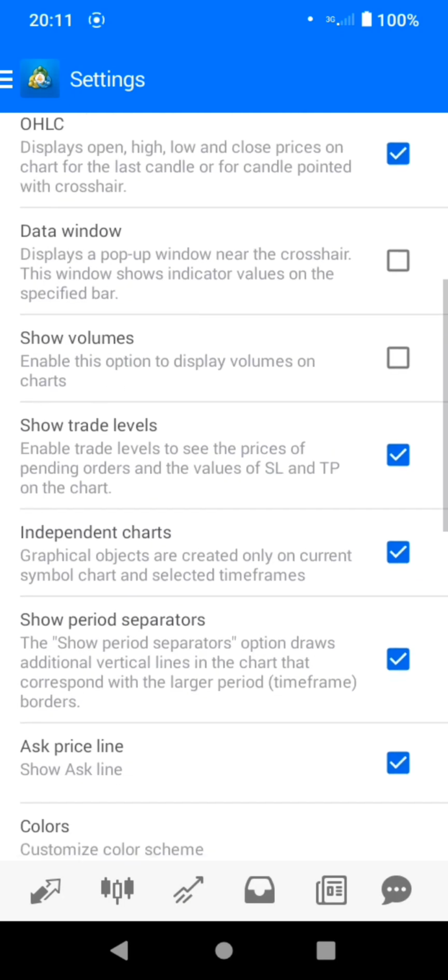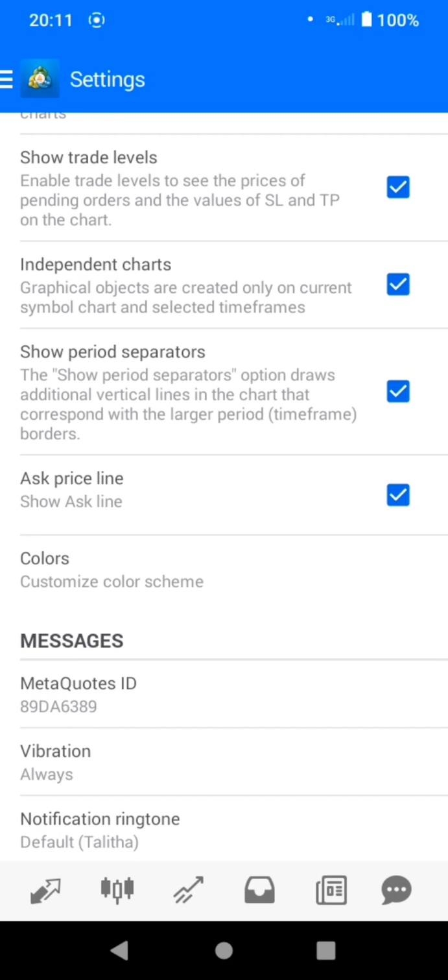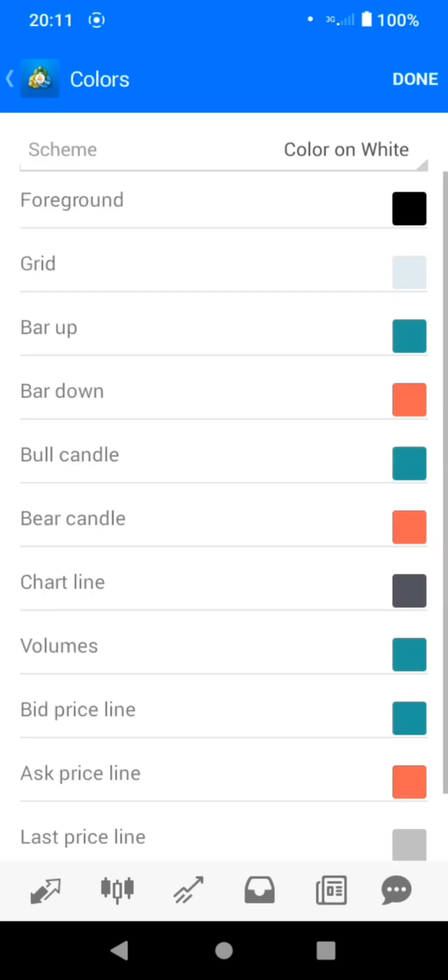So you come down, you are going to see trade levels, and you see other things. You can basically leave this. You can also see the ask price. The ask price is basically the buying price, which we already know. When you come down, you are going to see colors. Okay, you see these colors.